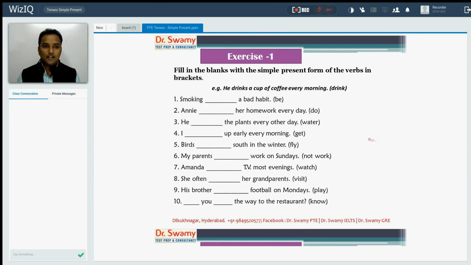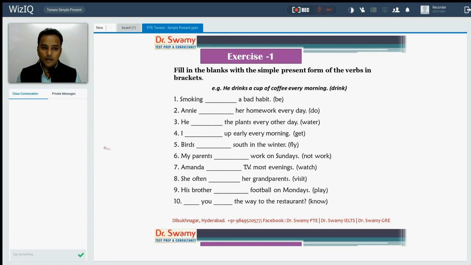Yes, let's do exercise 1. Now what you can do is pause the video here and try to fill these blanks, which may take 5 to 10 minutes. After that you can get back to this and watch for the solutions.